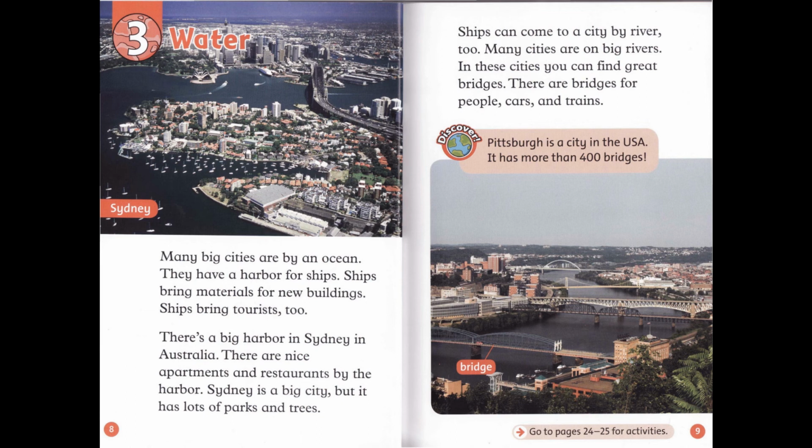Ships can come to a city by river, too. Many cities are on big rivers. In these cities, you can find great bridges. There are bridges for people, cars, and trains.